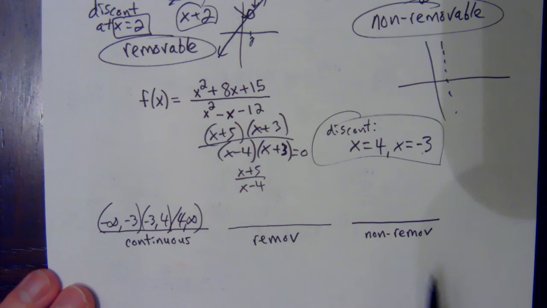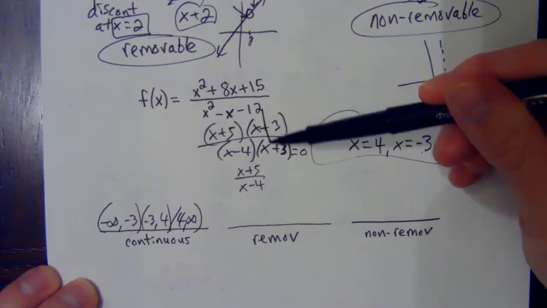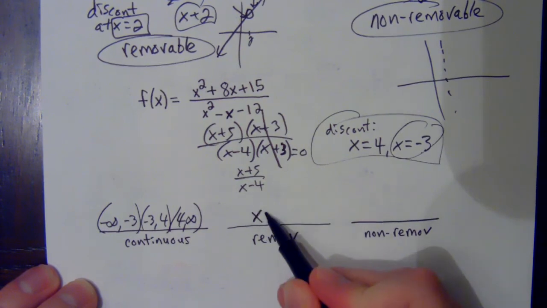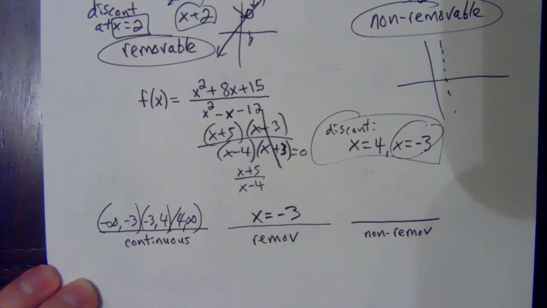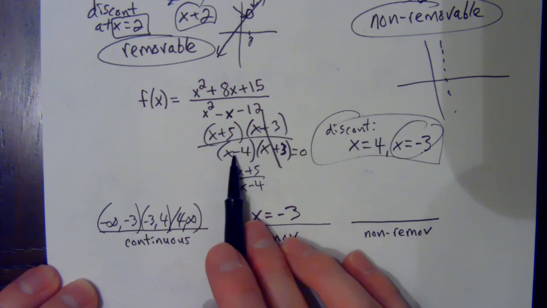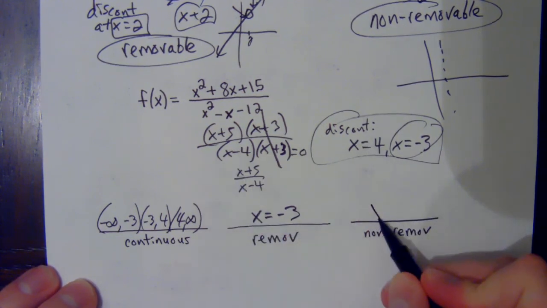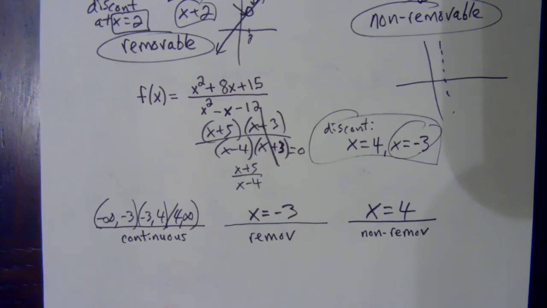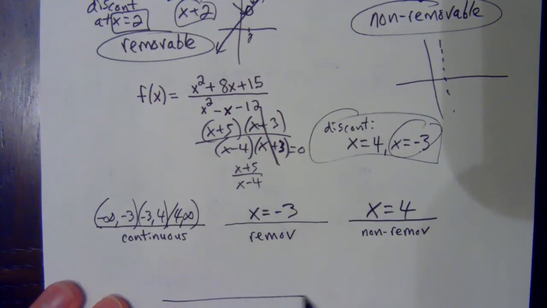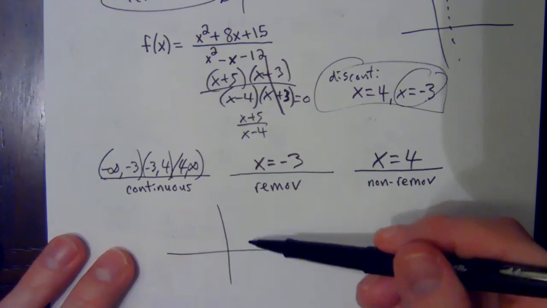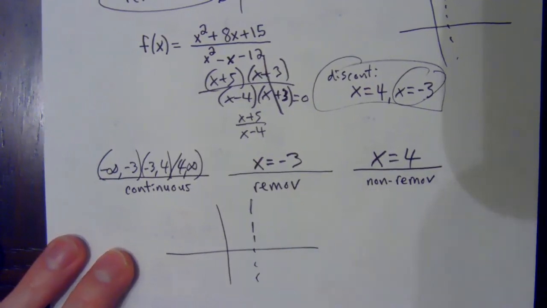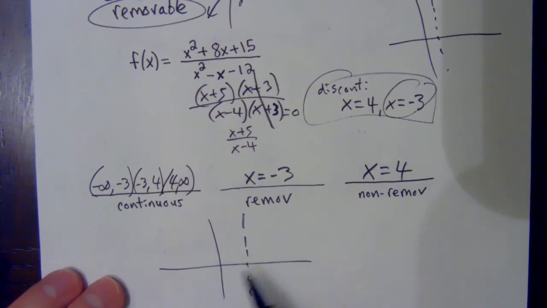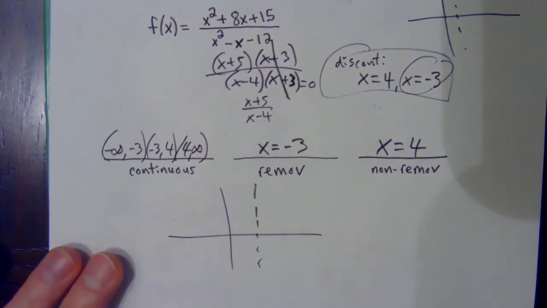And then removable, non-removable. Notice that these x plus 3's cancel out, so that's the removable kind. We just put down x equals negative 3. The x minus 4 doesn't cancel out, so that's the non-removable kind, the x equals 4. So if I graph this function, I would have a vertical asymptote at x equals 4. That's the non-removable kind.